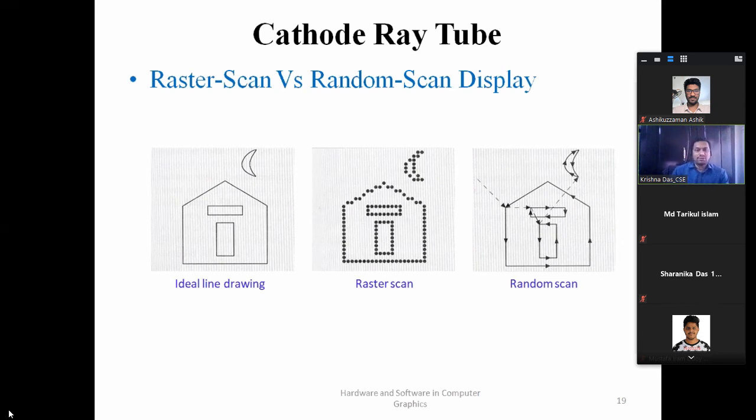Now, what sort of other comments can you make about those two images? They wanted to draw the ideal line drawing, it's been saying here. So what other comments can you make about these two diagrams? Anyone?